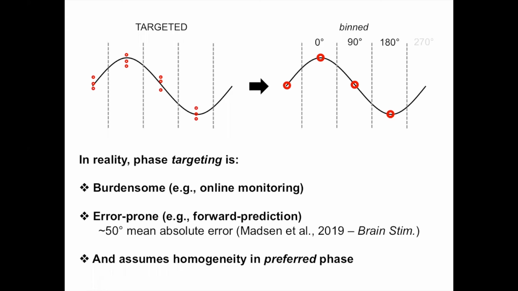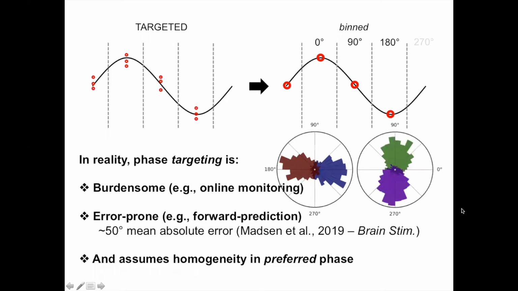But in reality, phase targeting is burdensome on the researcher. You have to target your stimuli relative to the waveform, and this is often not trivial, especially when your oscillation is coming from the EEG. It's inherently imperfect and kind of unpredictable. So in order to know what state the oscillation will be in the near future, you need to project that oscillation forward in time, and this is of course prone to error. It's not perfect.